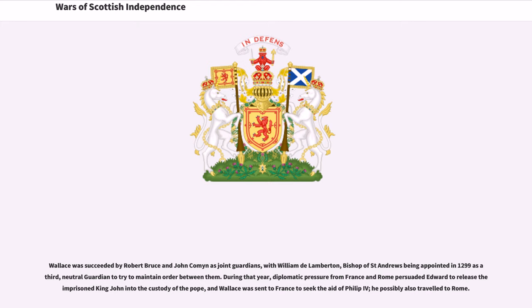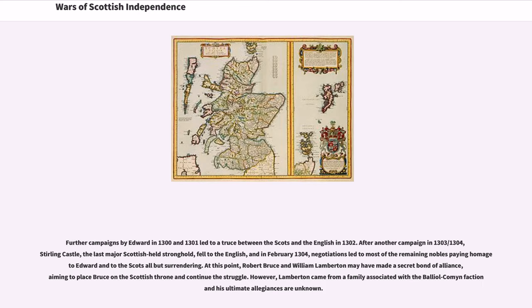During that year, diplomatic pressure from France and Rome persuaded Edward to release the imprisoned King John into the custody of the Pope, and Wallace was sent to France to seek the aid of Philip IV. He possibly also travelled to Rome. Further campaigns by Edward in 1300 and 1301 led to a truce between the Scots and the English in 1302.